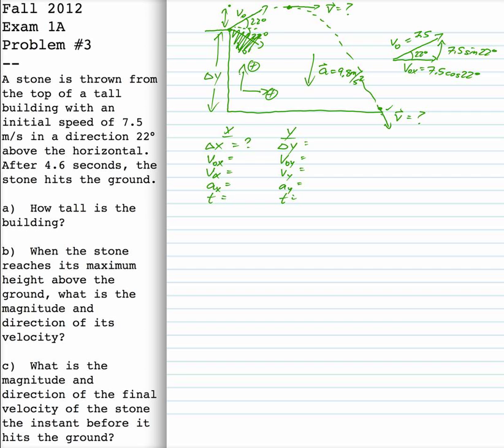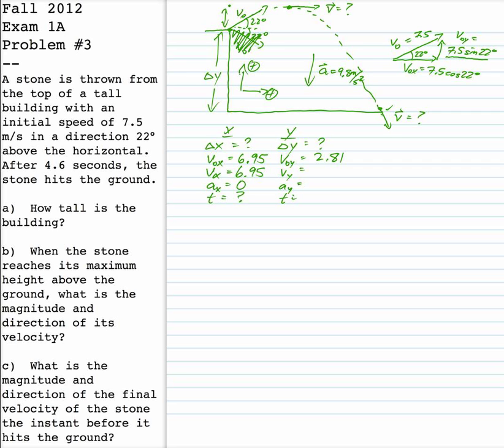Alright, so let's see. V0x is 7.5 cosine 22, which is 6.95 meters per second. My x acceleration is 0, so my final x velocity is 6.95. Time is unknown. The total time of flight is unknown. Delta y, I'm looking for that. I don't know what that is. I know V0y is 7.5 sine 22. That's V0y. That's 2.81.